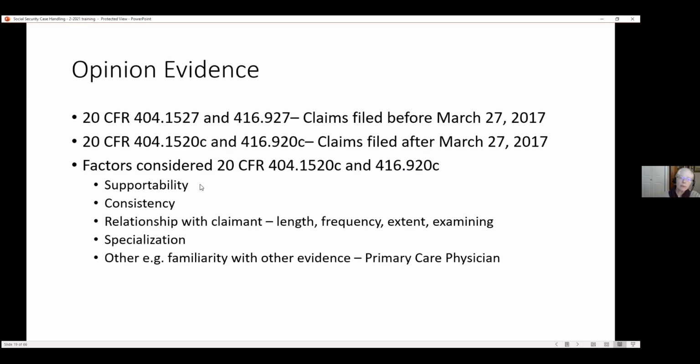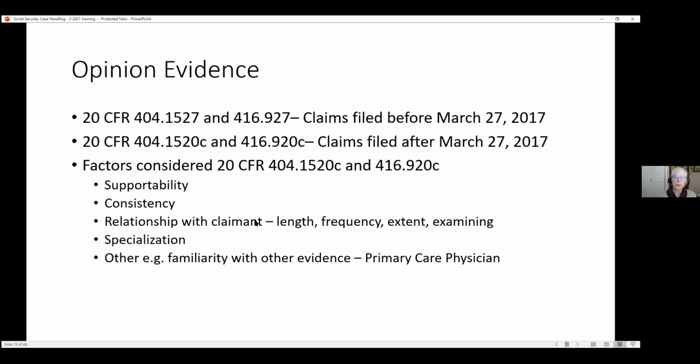Supportability is this: if I fill out a medical source statement and I say, here are the symptoms the person has, and the reason they have these symptoms is because they have MRI findings that show severe degenerative disc disease, or because they're psychotic and despite medications they still hallucinate. That's supportability. Do I explain what my opinion is?